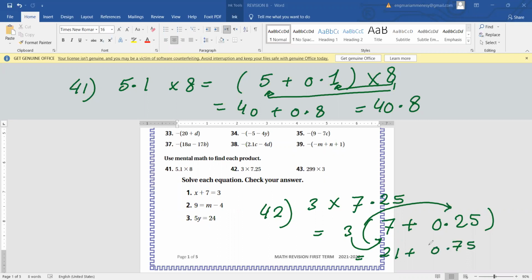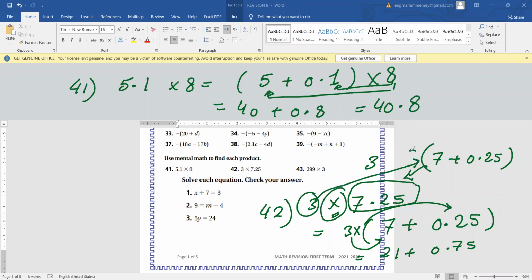Miss, why did you convert it to multiplication? Okay, all here is multiplication, my dear. Brackets mean multiply. Because I distribute 7.25, I make it 7 plus 0.25. Then I must put it in parentheses because 3 is multiplying both 7 and 0.25.